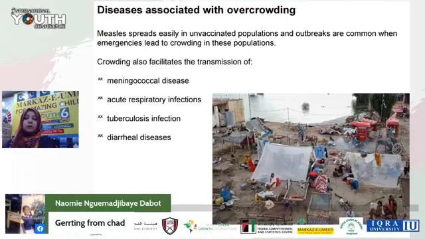And then when we talk about different communicable diseases, we cannot neglect diseases associated with overcrowding. Measles spreads easily in unvaccinated populations, and outbreaks are common when emergencies lead to crowding in these populations. You can see in this picture a very overcrowded situation, with people living in very miserable conditions. Crowding also facilitates the transmission of meningococcal diseases, acute respiratory infections, tuberculosis, and different types of diarrheal and gastrointestinal diseases like cholera, typhoid, hepatitis. All these belong to these overcrowded people.